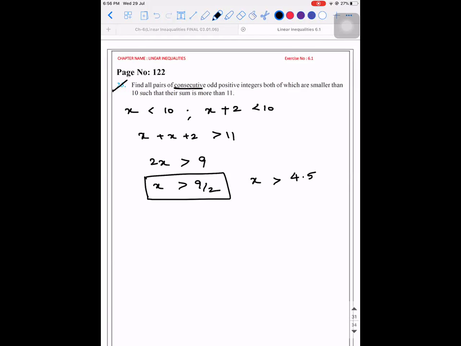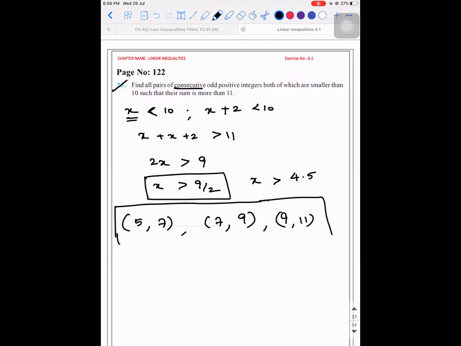So after 4.5, what is the integer that you can find? 5. So what are all the pairs that you can think of? 5 and 7, 7 and 9. And x should be less than 10, no? Yes, sir. So 5, 7. 9, 11 also can come, no, sir? Yeah, 9, 11 can come because x is less than 10. So 9, 11 will also come. 9, 11 is obviously greater than 11.